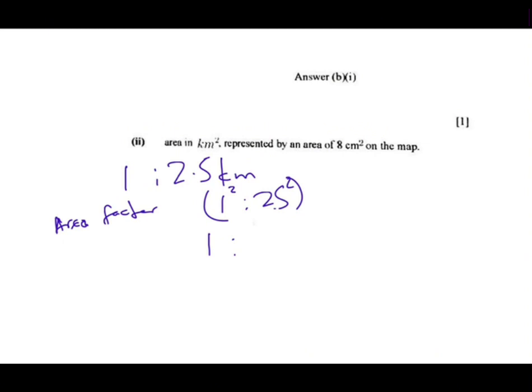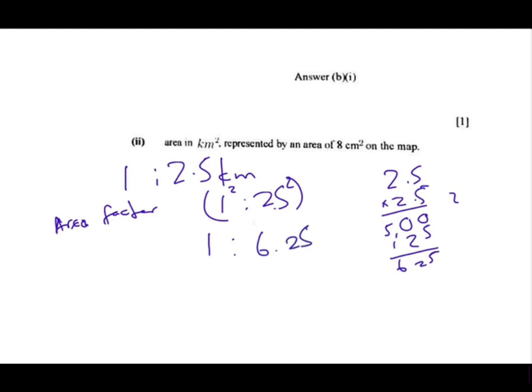So 1 squared is just 1, and 2.5 squared we can calculate by the side there. 2.5 times 2.5, that will give, we have 25 times 20, that's 500, and 5 times 25, that's 125. Then we add the two together, that gives us 625. We put 2 decimal places, that's 6.25. So our area factor is 1:6.25 square kilometers. Now, we need to calculate the actual area. This is only the area factor.